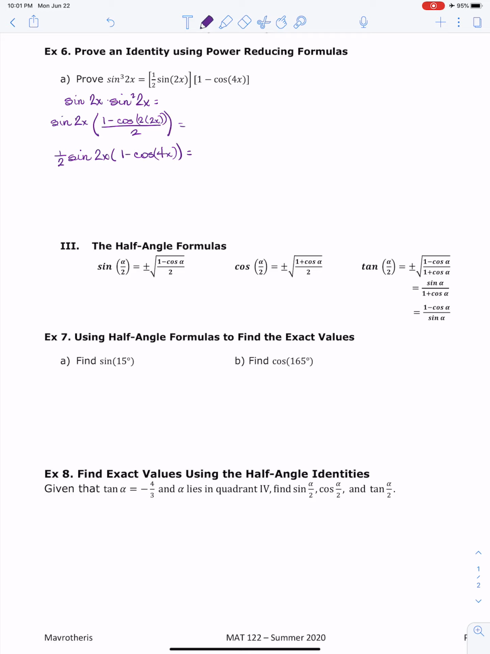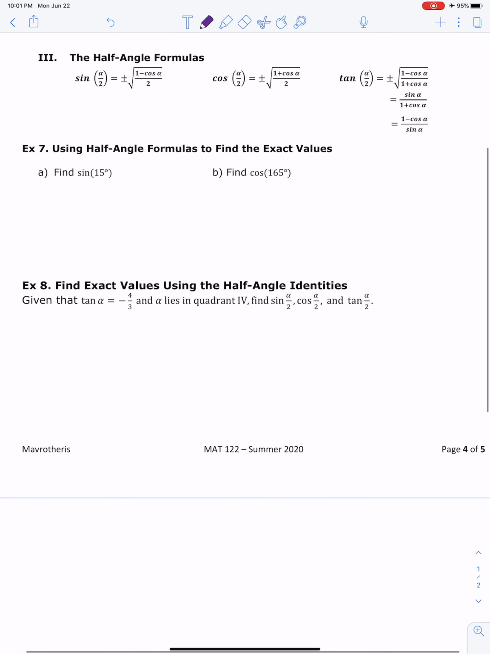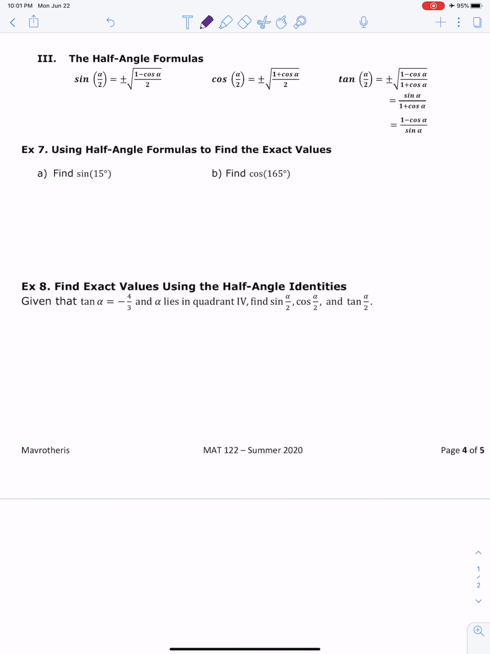Okay. If one side seems to be taking too long, go to the other side, see what kind of luck you have. Okay, notice we're on page 4 of 5 of the notes here. We have got half angle formulas. That's the last little bit in this section.